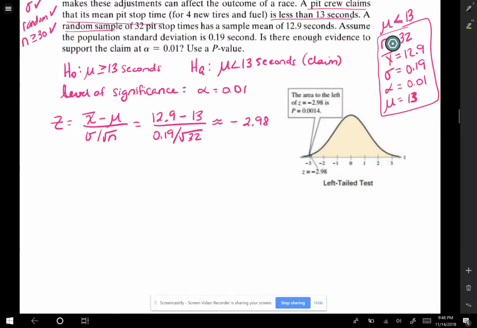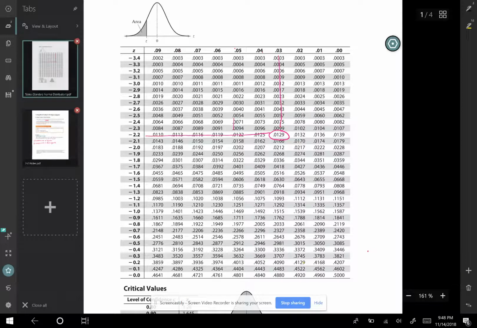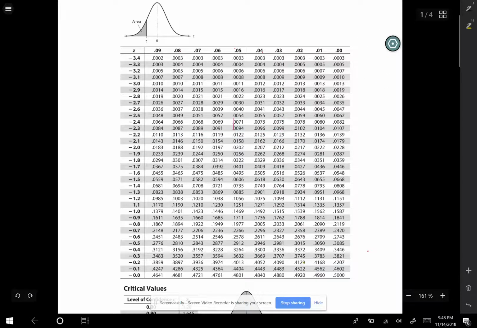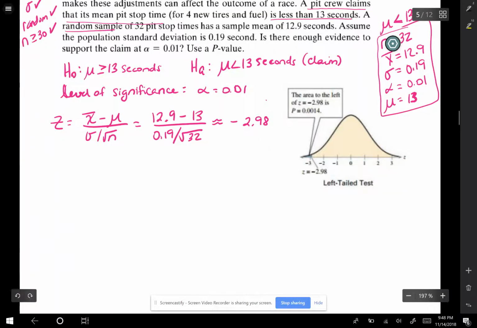So we're going to go to the table, and we're going to negative 2.98. Erase the one from before. Negative 2.98. And when we go to the table, it looks like that's going to be 0.0014. So based on this z-score, we get that p is equal to 0.0014.